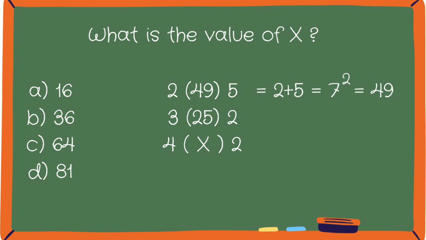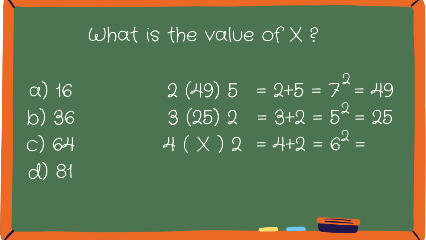Let's see if this works for the next number. 3 plus 2 is equal to 5, and 5 squared is 25. Oh, so we're on the right track. Now 4 plus 2, what is that? 6, and 6 squared is 36. So what is your answer? The answer is B. See how you learned something new with this problem?